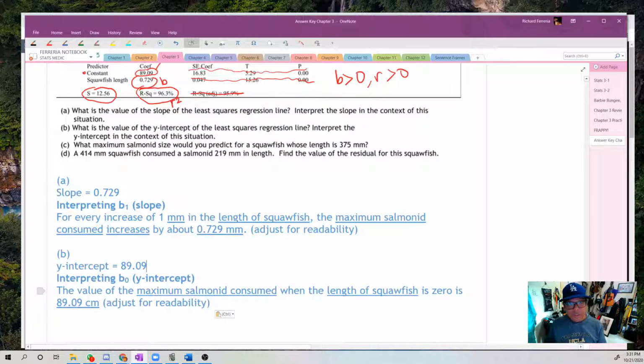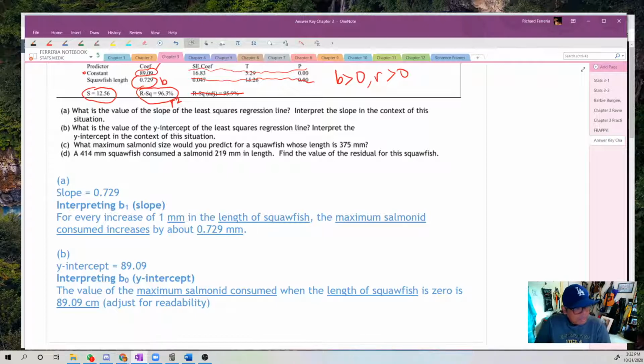Okay, everything is looking really great. Let's read this and adjust for readability. So for every increase of 1 millimeter in the length of the squawfish, the maximum salmonid consumed increases by about 0.729 millimeters. That reads really well, actually, so I'm not going to worry about adjusting that for readability.